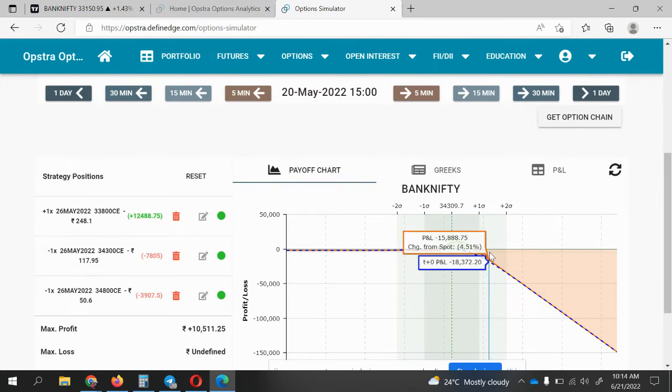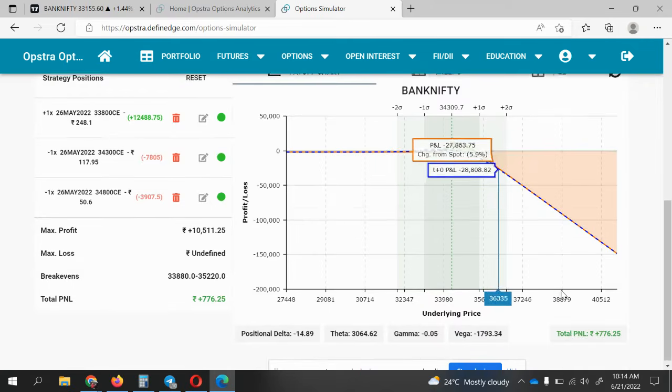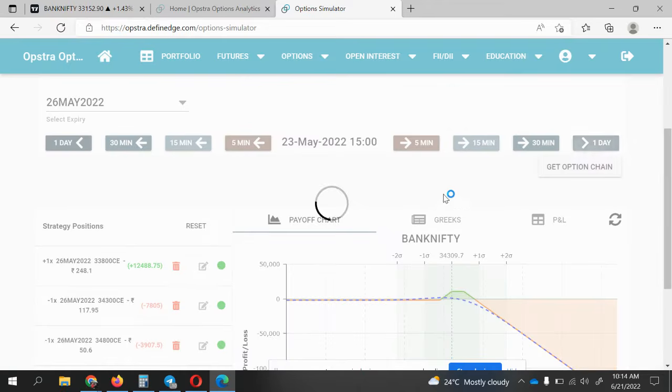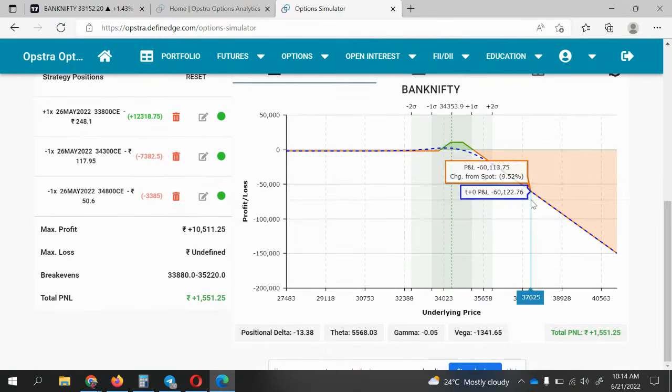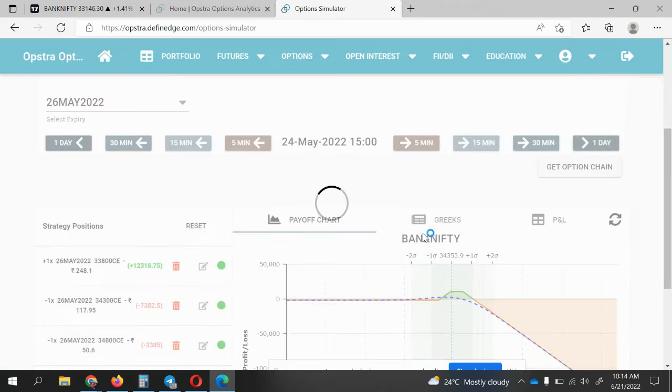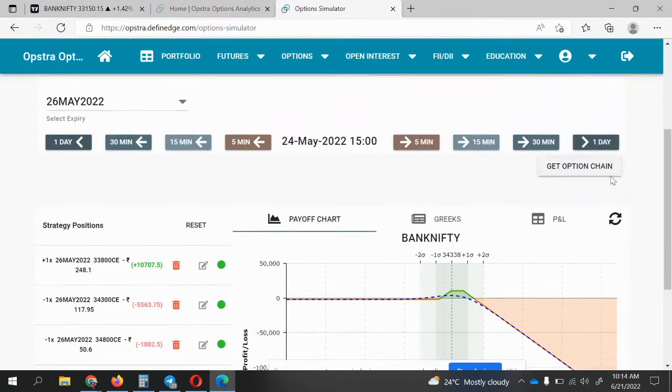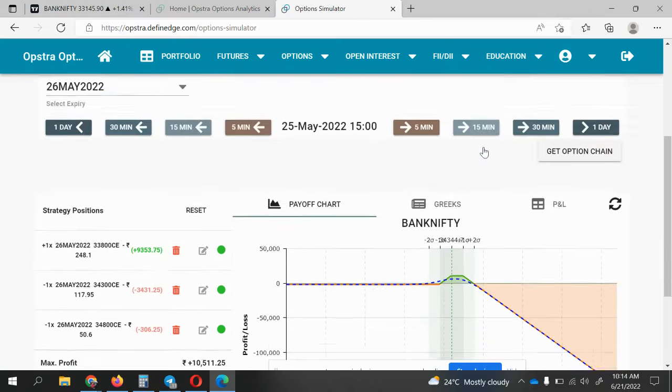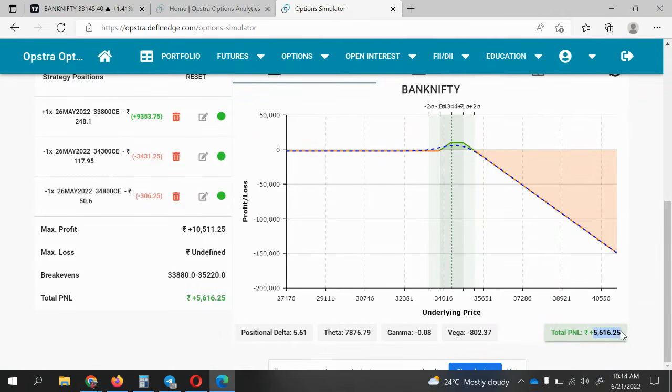Right? We should have a good sleep, right? We should not get into a panic situation. Day 1, day 2, okay, profit. Day 3, right, we are at a profit, and let's say day 4, right? Yes, you are at a profit of 5616. You can just exit the trade.